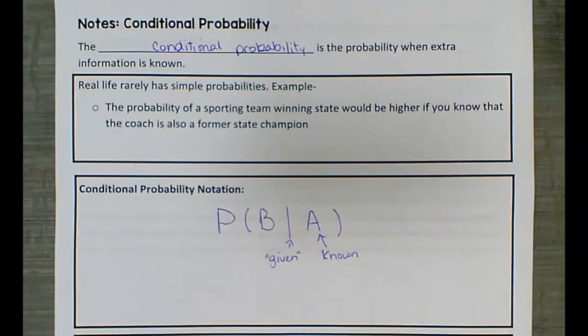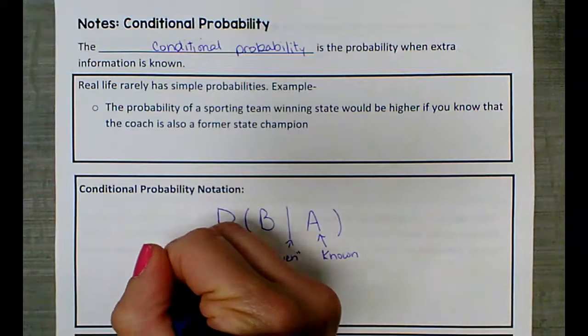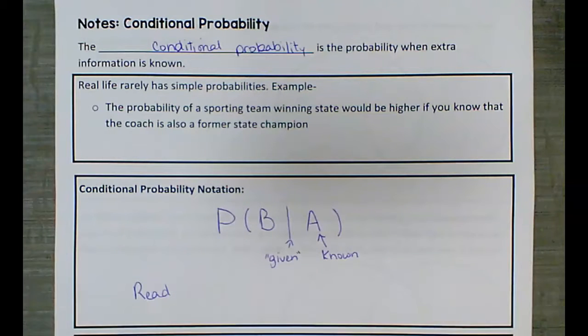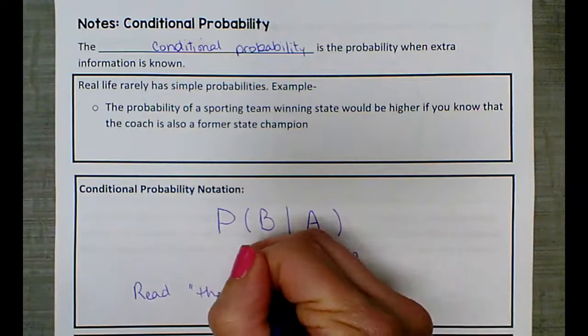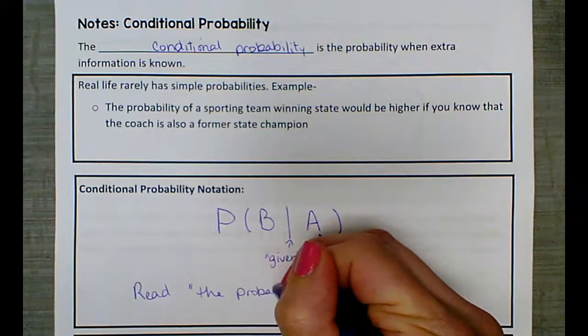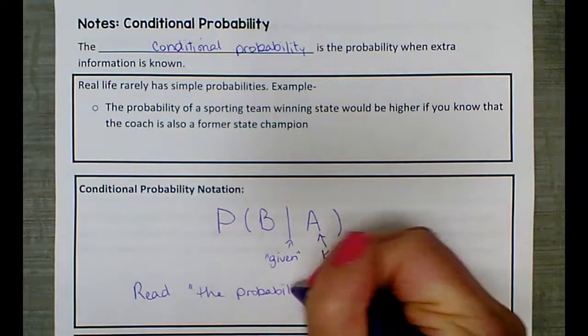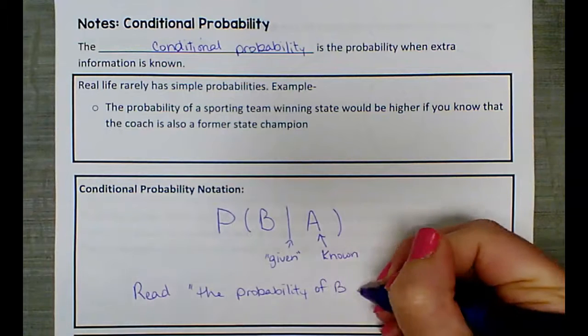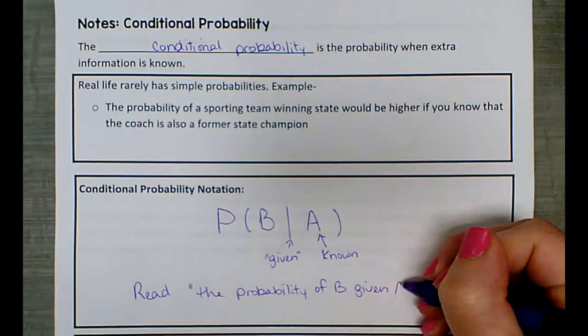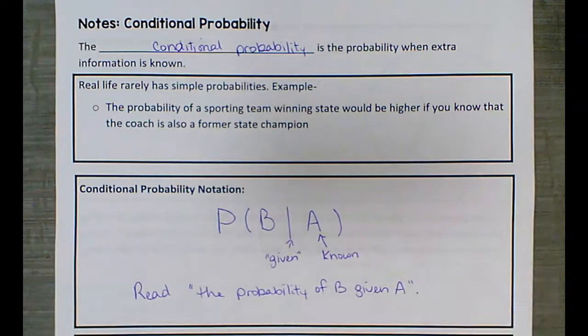And because this is new notation, we want to make sure that we understand how to say it. So when you read this out loud, you read it as the probability of event B given event A. Now, obviously, you're not going to call your events B and A. You're going to call them what they actually are, but that's how you would read it out.